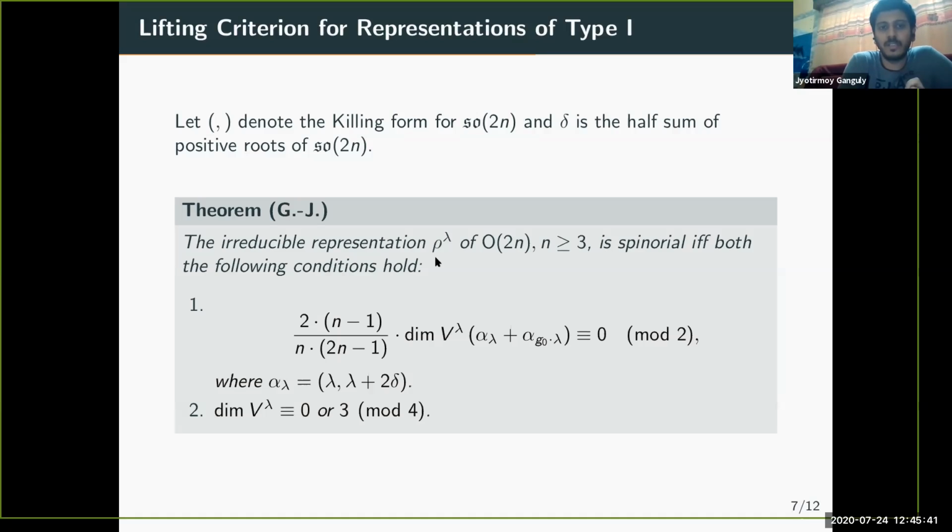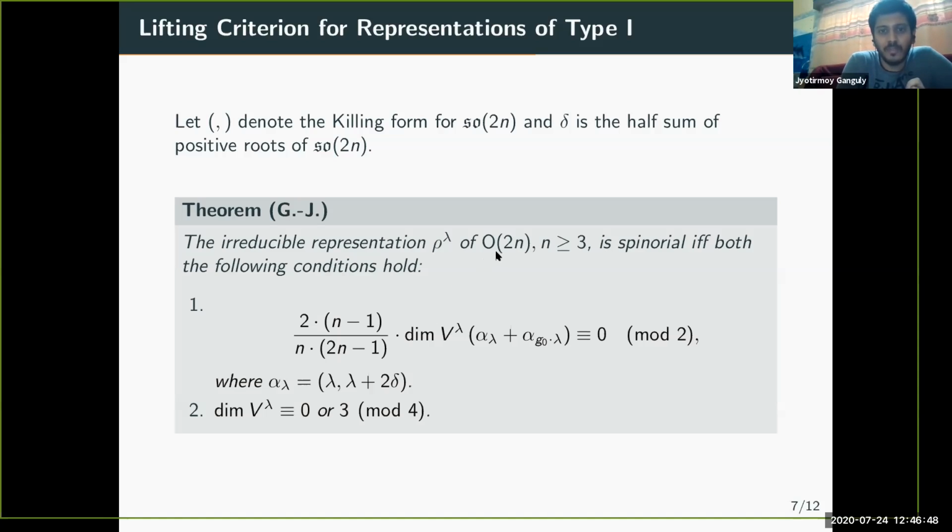We stated the result that rho lambda is spinorial if and only if its restrictions to the subgroups SO2n and C2 are both spinorial. So these two conditions come from that result. When you restrict rho lambda to SO2n, that representation is spinorial if and only if this condition holds. So this is like 2n(n minus 1) by n(2n minus 1) times the dimension of the representation of SO2n, and this quantity alpha lambda plus alpha g naught lambda, where alpha lambda is the inner product of these two elements, is even. This is basically a result in the paper by Steven Spallone and Rohit Joshi, where they talk about spinorial representations of connected reductive groups in general, and in our paper this is just an addition, so this is disconnected.